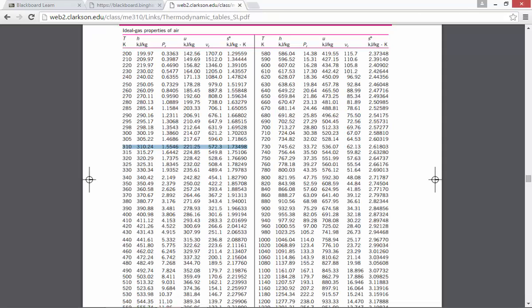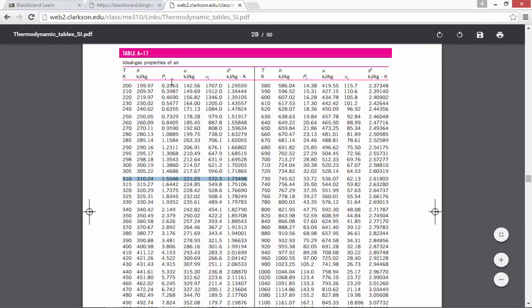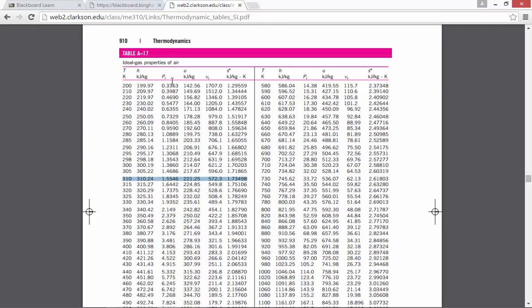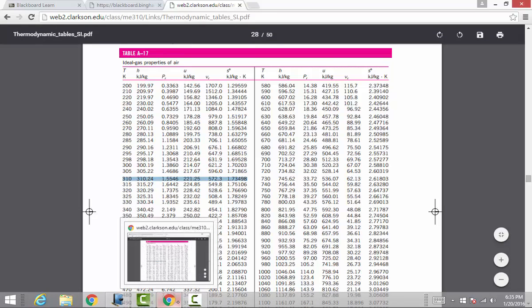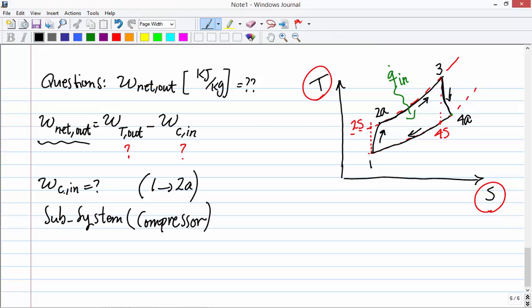Here's a table that we use, A17 in the textbook, and it talks about enthalpy and internal energy and entropy if the process 1 to 2 was isentropic. So if we still want to use the tables, we need somehow to include the efficiency. So I am looking for the actual work of the compressor. Let me get rid of "in", and instead write the actual work for the compressor.